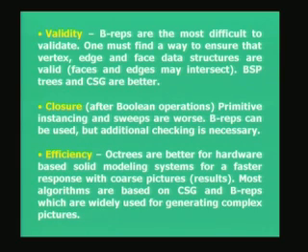Octrees are better for hardware based solid modeling for a faster response with coarser pictures, but most algorithms generally prefer constructive solid geometry and boundary representations, and hence they are widely used for generating complex structures. It is a question of trying to balance out whether you want to have very fast animation or very crystal clear pictures. You cannot have both. You can have both, definitely.